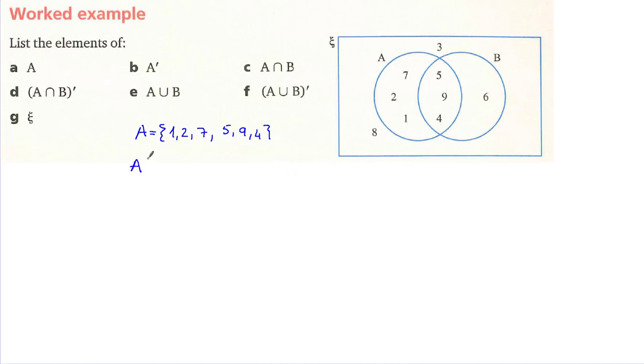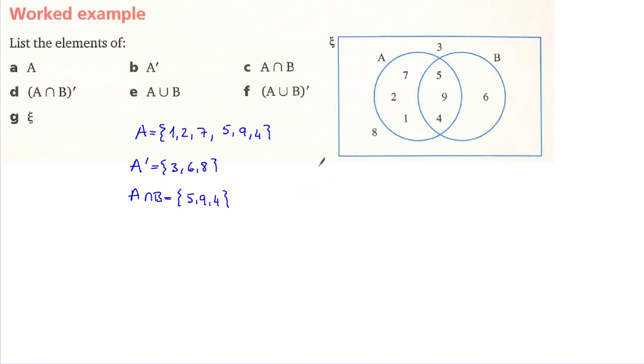Okay, what is not an element of A? Here, these are all the elements. What is not in A? The rest of them, which is 3, 6, and 8. Okay, what is A intersection B? From the Venn diagram, we are getting the result 5, 9, and 4.